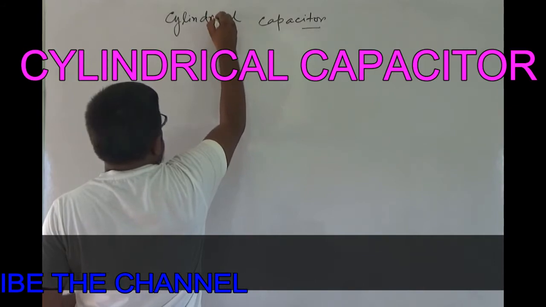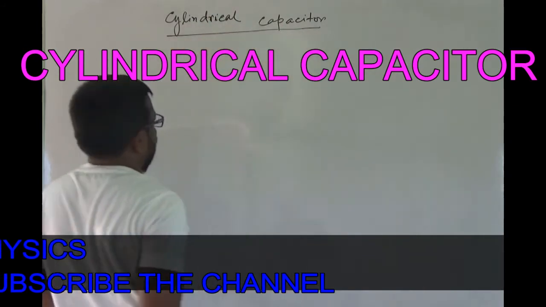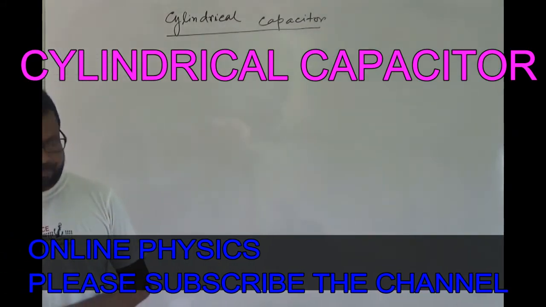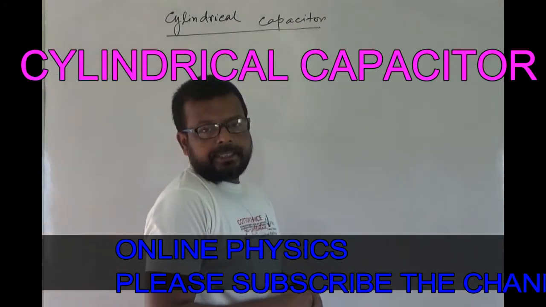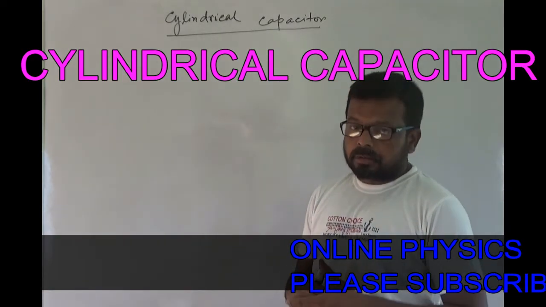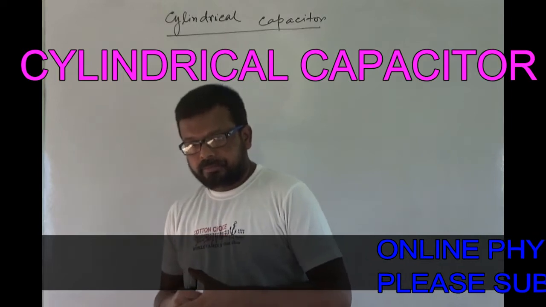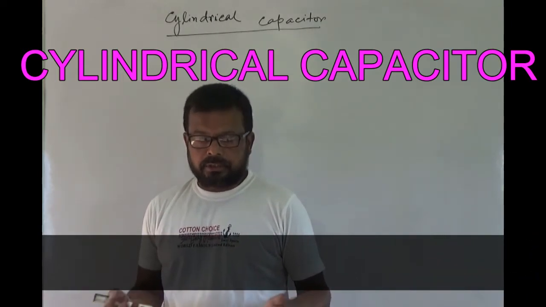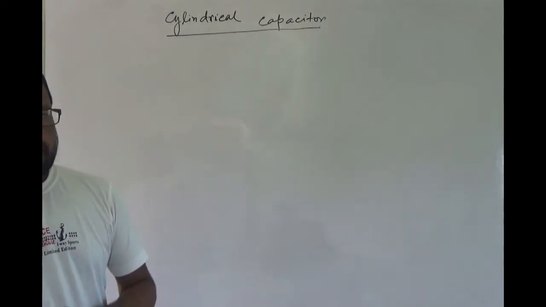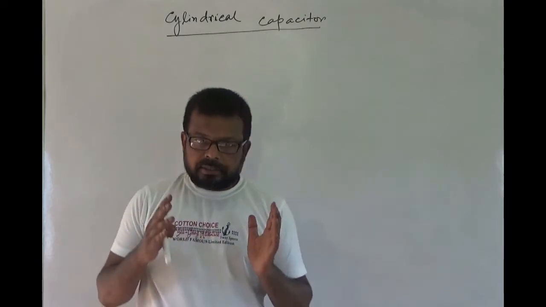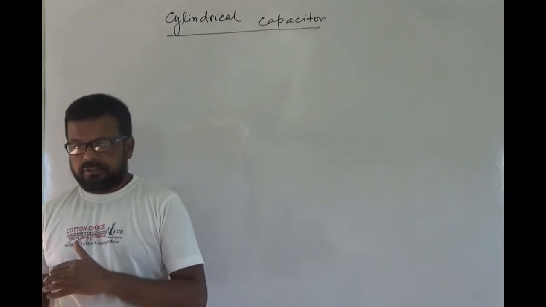Now we proceed to another type of capacitor, which is the cylindrical capacitor. A cylindrical capacitor consists of two coaxial cylindrical conductors of different radii, one of them being grounded. Here we only discuss the case when the outer cylinder is grounded.